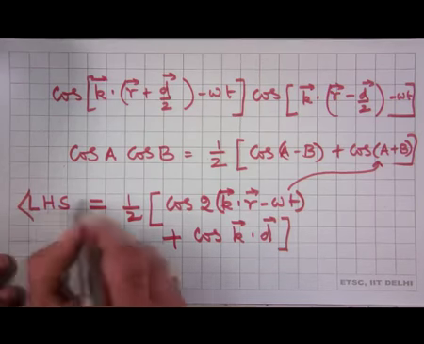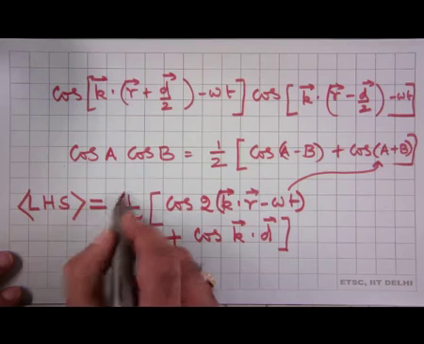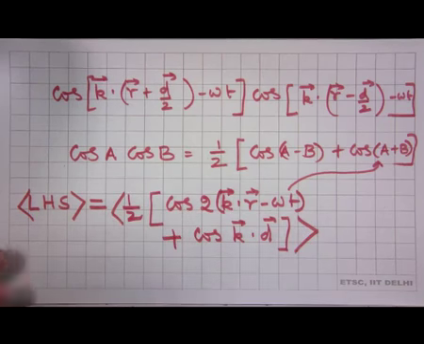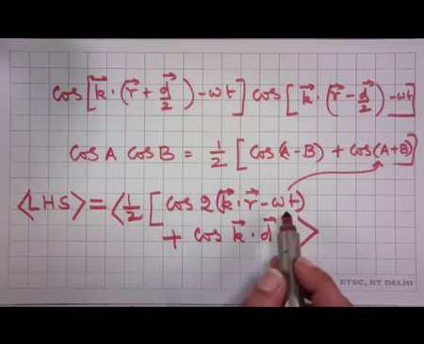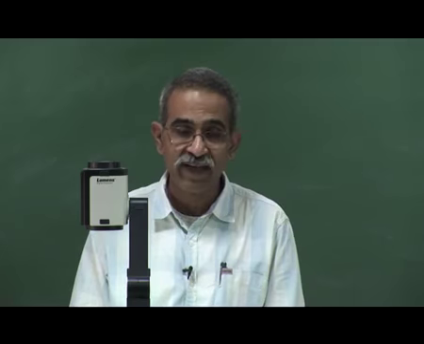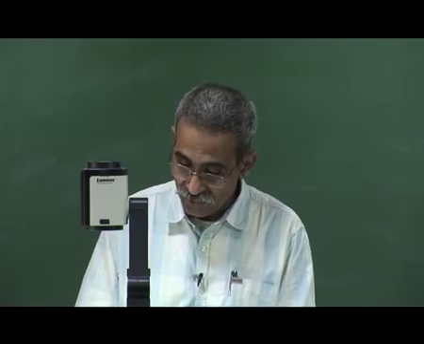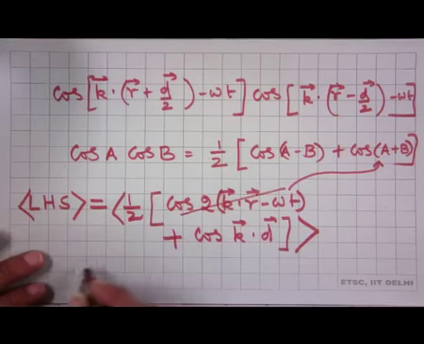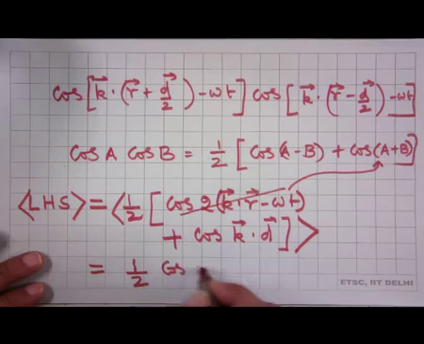I am supposed to calculate the time average of this. Now look at the first expression. It is oscillating with period 2 pi by omega. When I average a cos function or a sine function over a period, it goes to 0. So this is going to 0. Therefore, I am left with the term half cos k dot d. That is what I am left with.